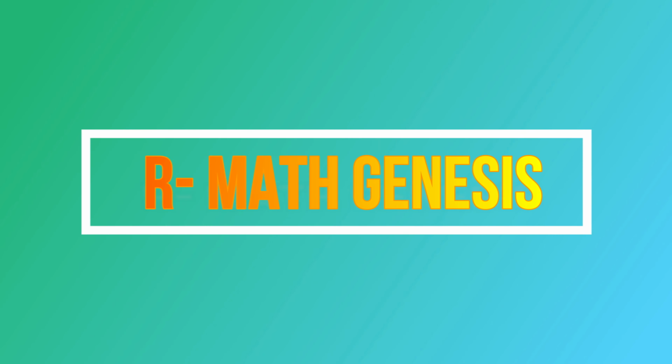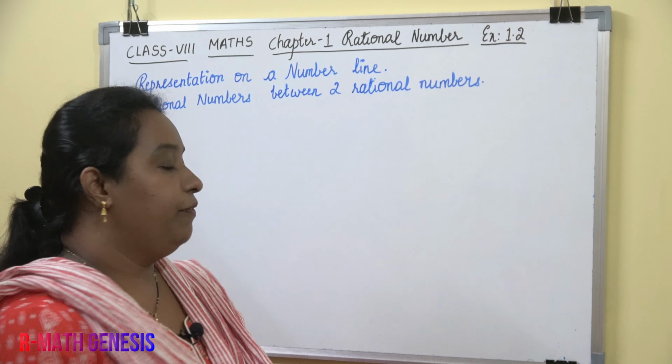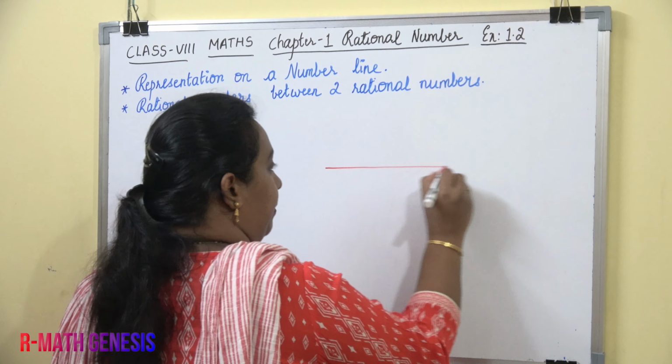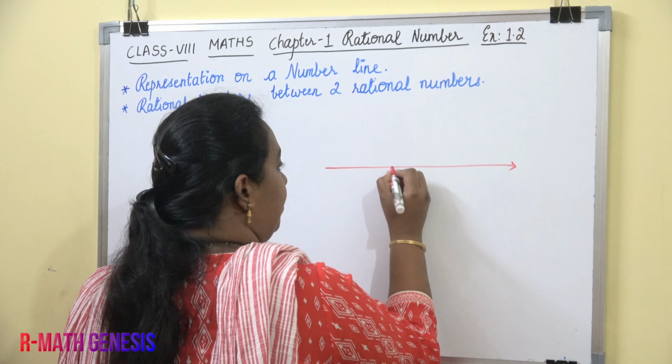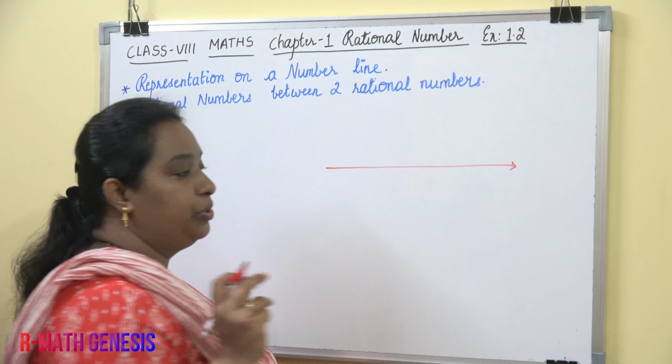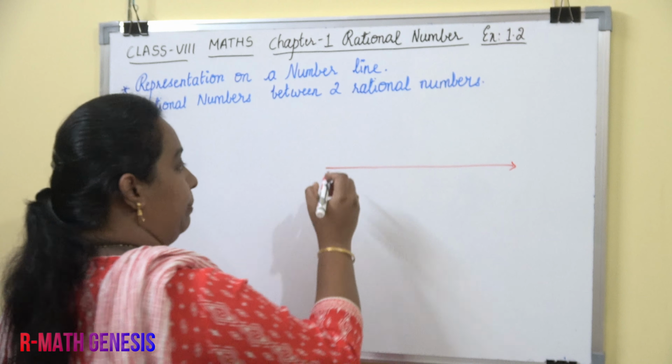In today's session, we will be discussing some of the concepts which we will be using to solve the problems for exercise 1.2. Today's first concept is representation on a number line. We all know a number line. When you want to represent on a number line, any number will be represented just as well. Suppose I want to represent number 2 on a number line.